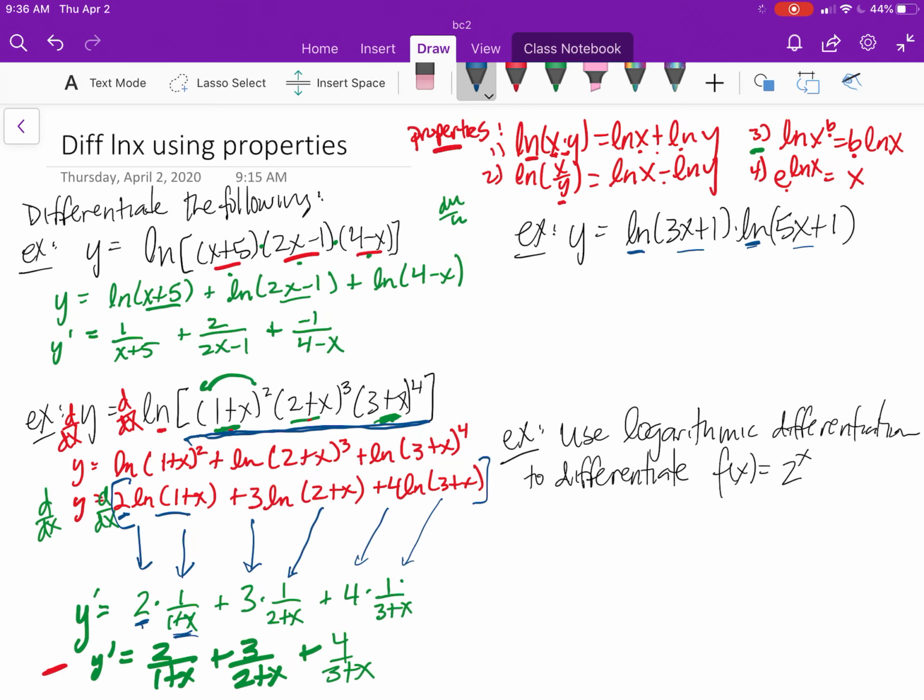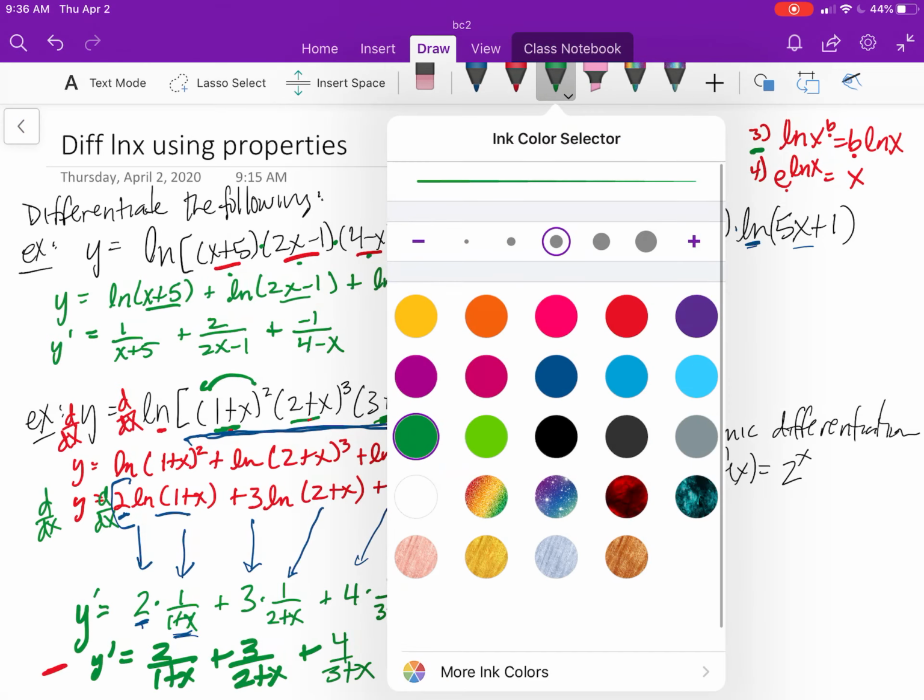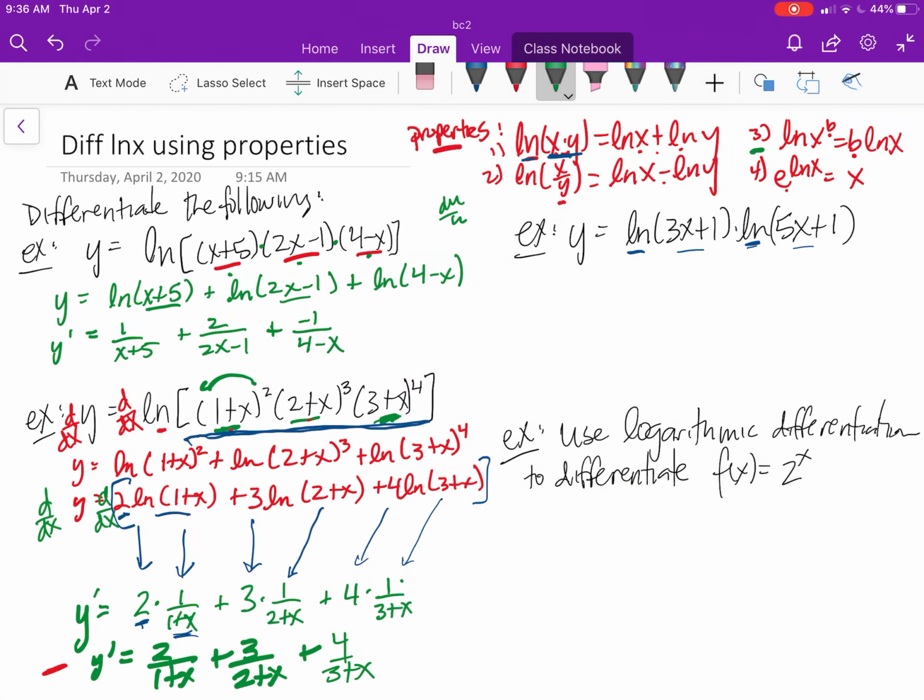I can't use these properties, right? The property says natural log of x times y, not natural log times a natural log. Unfortunately, this one, we don't get much love here. We're going to have to just go our old way.